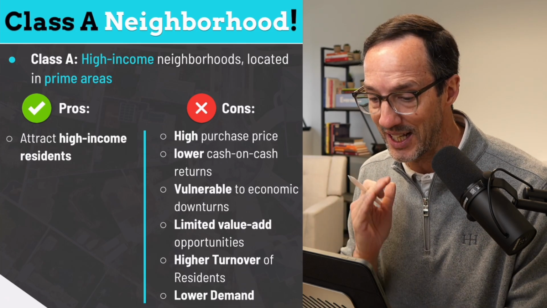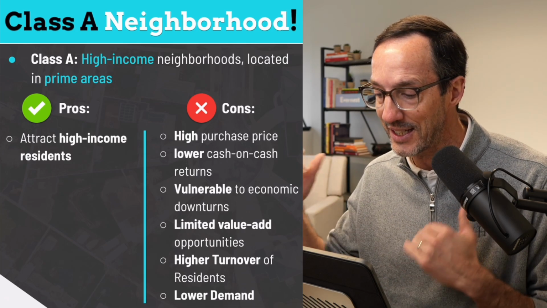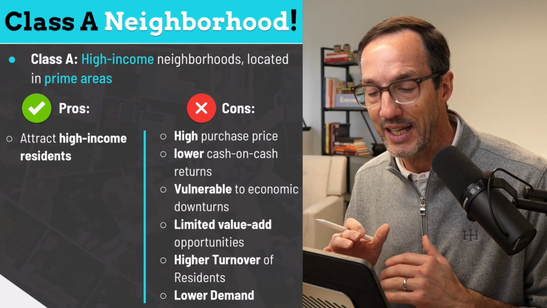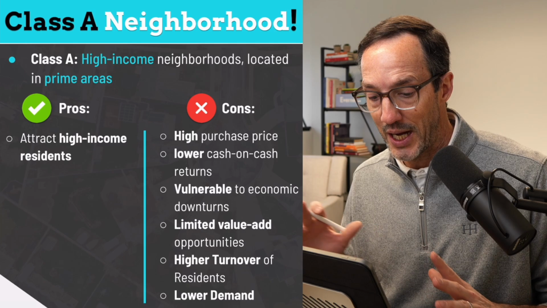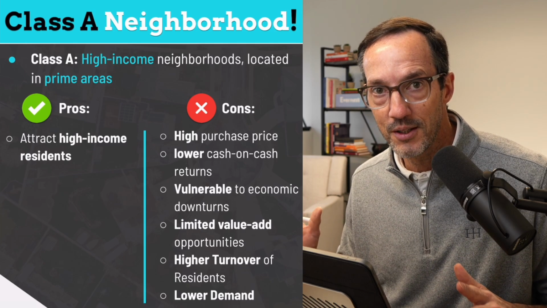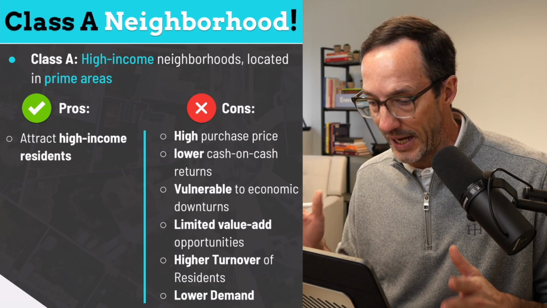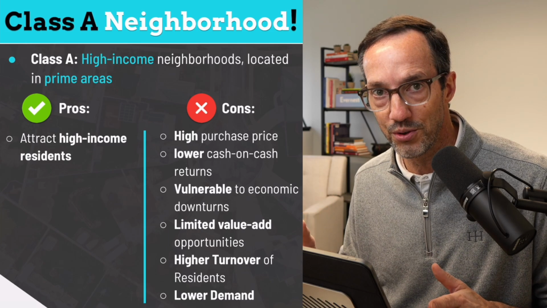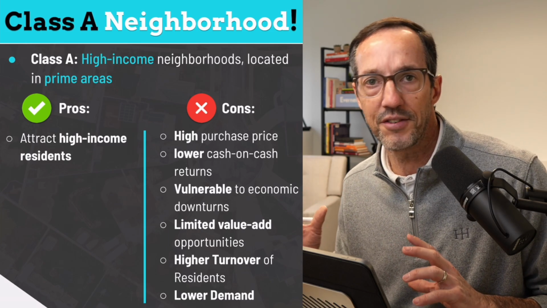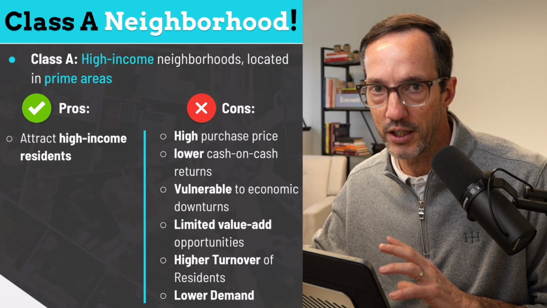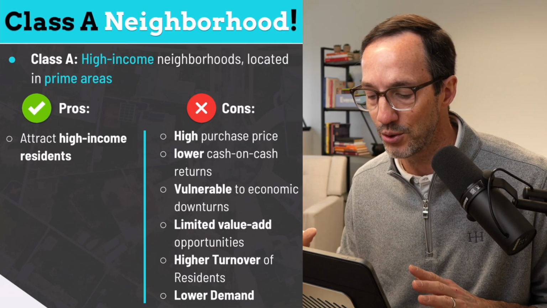We're going to dive right in. Class A is going to be high income neighborhoods located in the best of areas. The pros: they attract high income residents. They usually have the best schools in the area, in the city, unless the area you're looking at mostly does private schools.